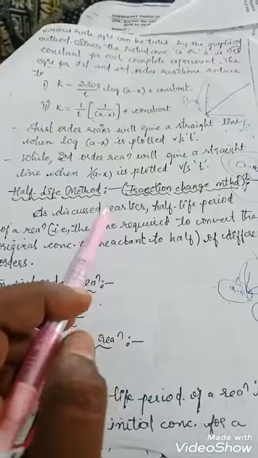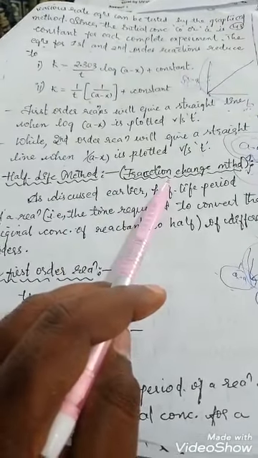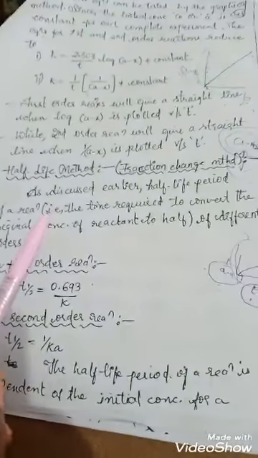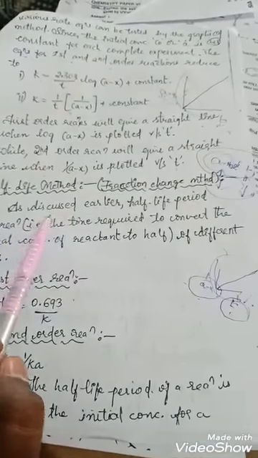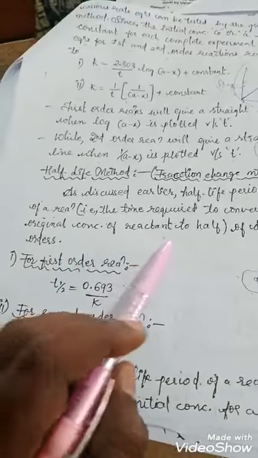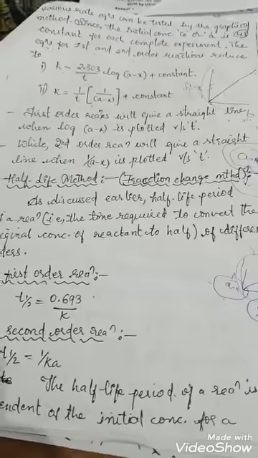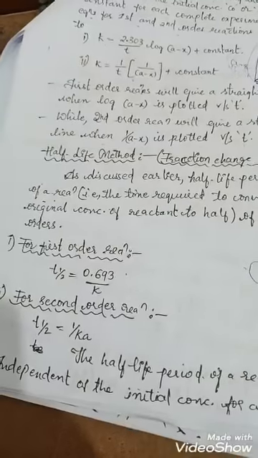Next one, the half-life method. This is also called the reaction change method. As discussed earlier, the half-life period of a reaction is the time required to convert the original concentration of reactant to half, for different orders.